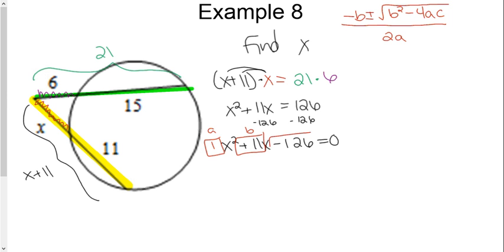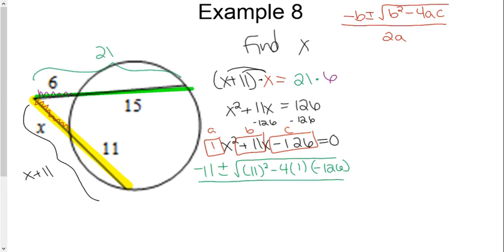And the number that is all by itself, including the sign, don't forget the sign, is my C. So I'm going to plug it all into here. So I get negative B. Well, B is positive 11, so negative of 11 is just negative 11, plus or minus the square root of 11 squared minus 4 times A, which in our case is 1, times C, which in this case is negative 126. And this gets divided by 2 times A, which is 1.